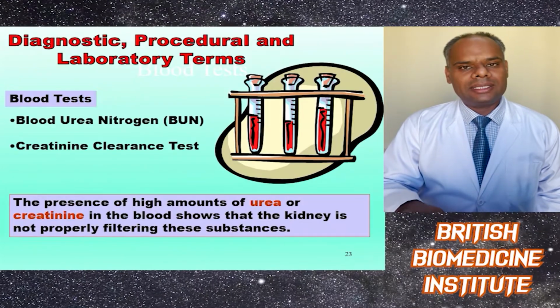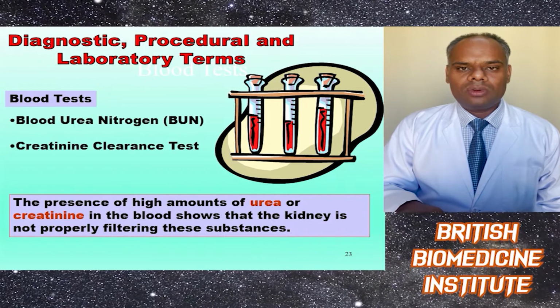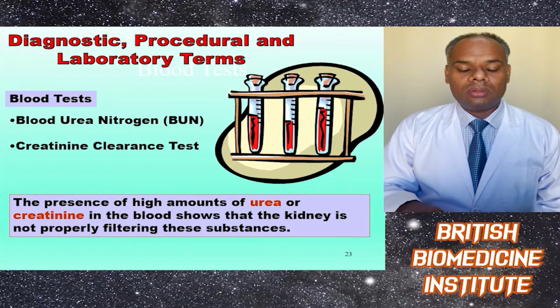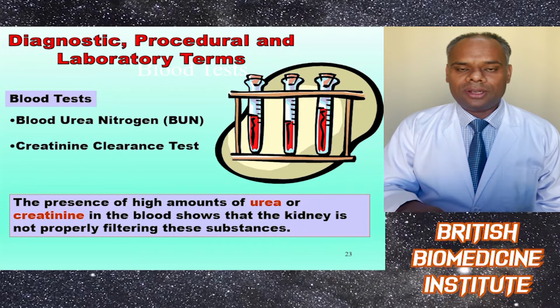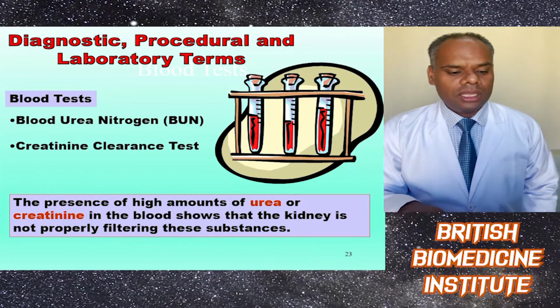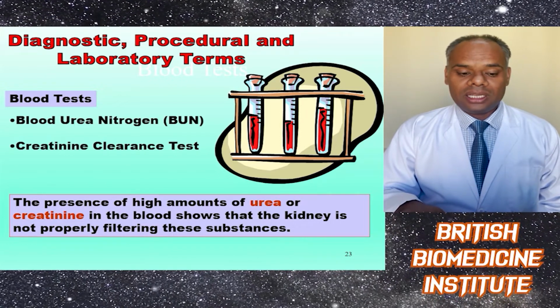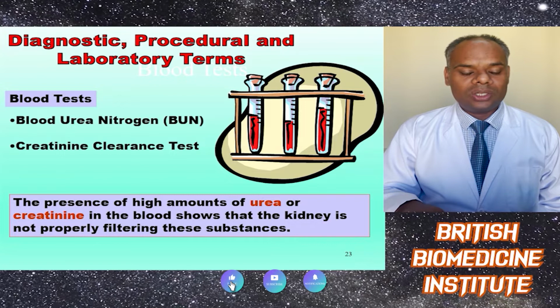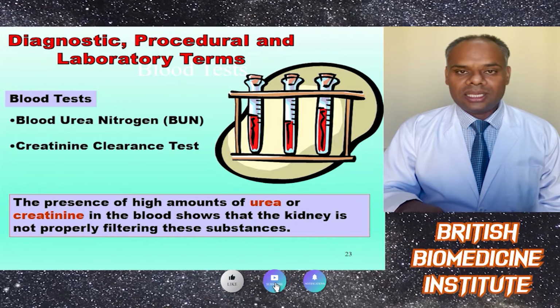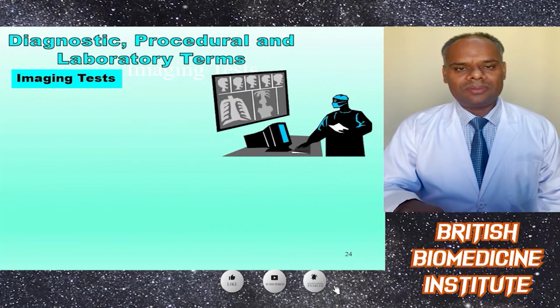Now comes the blood test. The blood tests which can be used are blood urea nitrogen or creatinine clearance test. The presence of a high amount of urea or creatinine in the blood shows that the kidney is not properly filtering these substances.